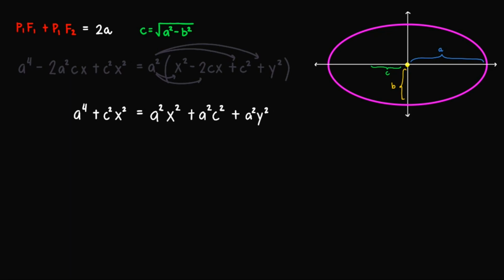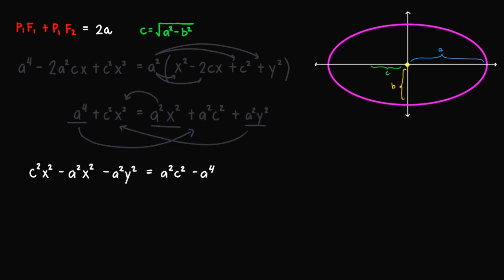And then what we do next is we try to combine the like terms. So what we'll do is move a raised to 4 to the right, and a squared x squared and a squared y squared to the left. So we'll have c squared x squared minus a squared x squared minus a squared y squared equals a squared c squared minus a raised to 4. So a lot of squares out here.